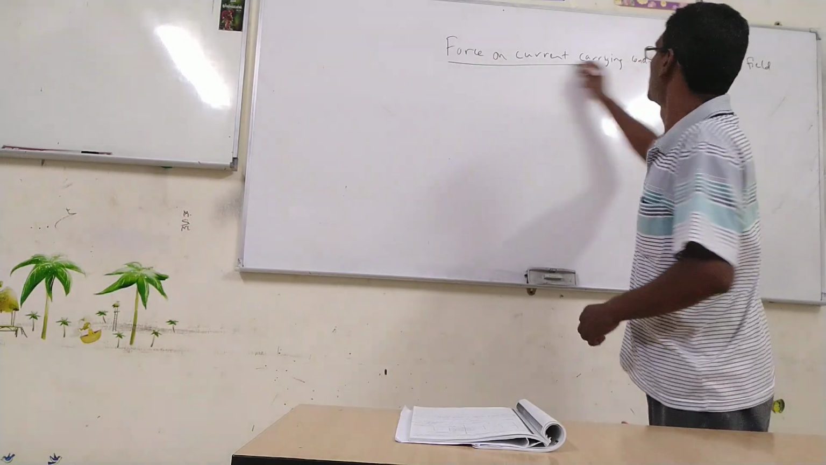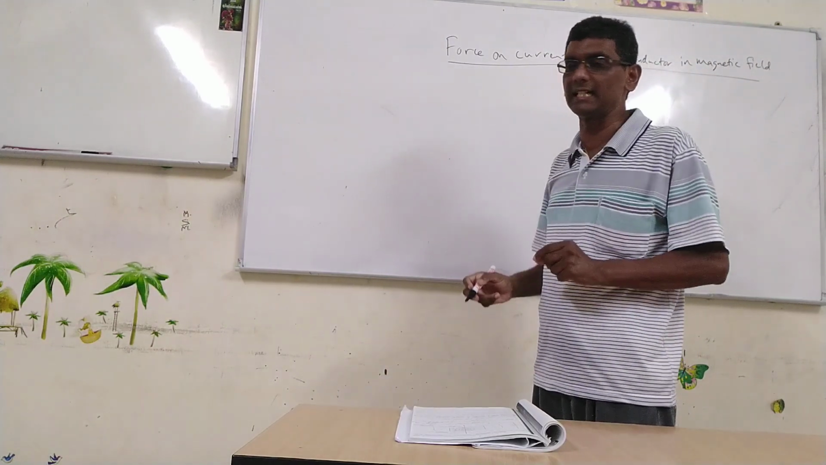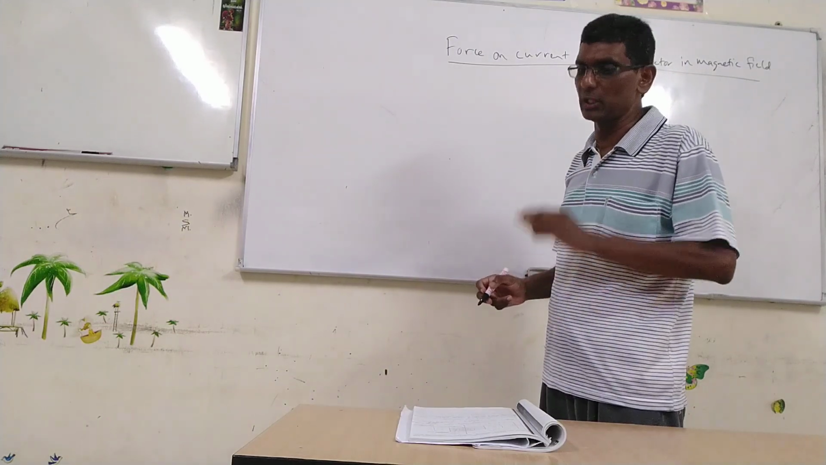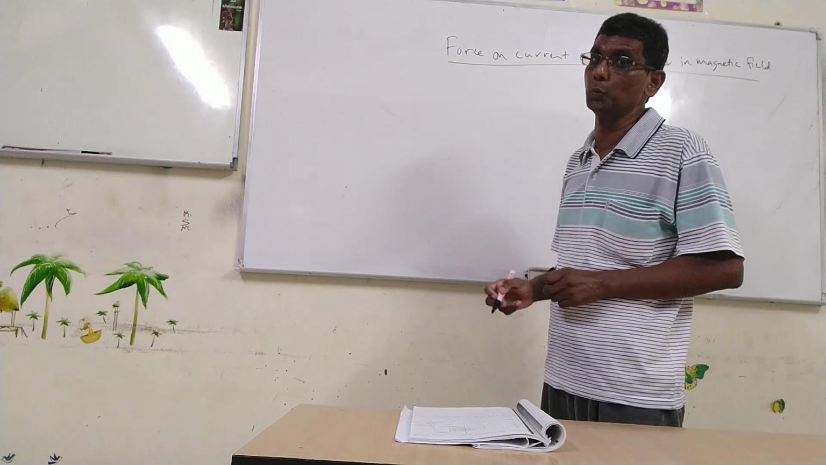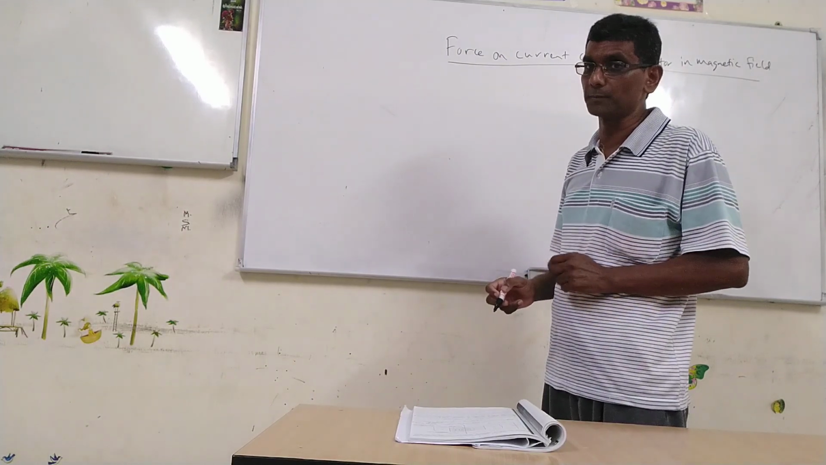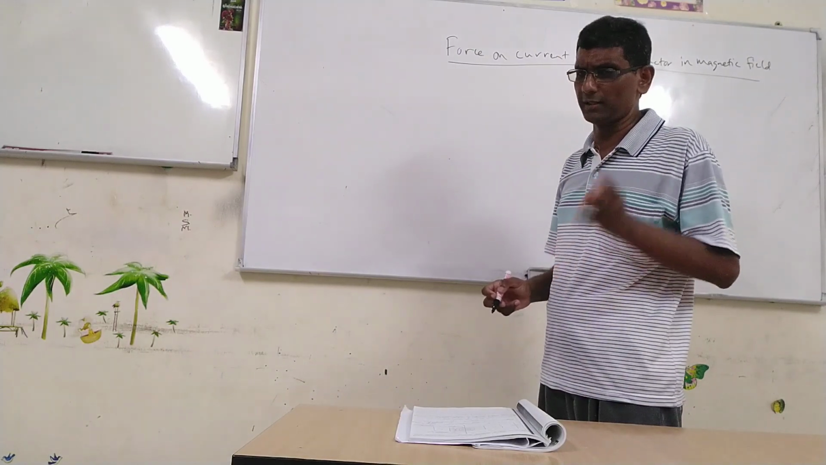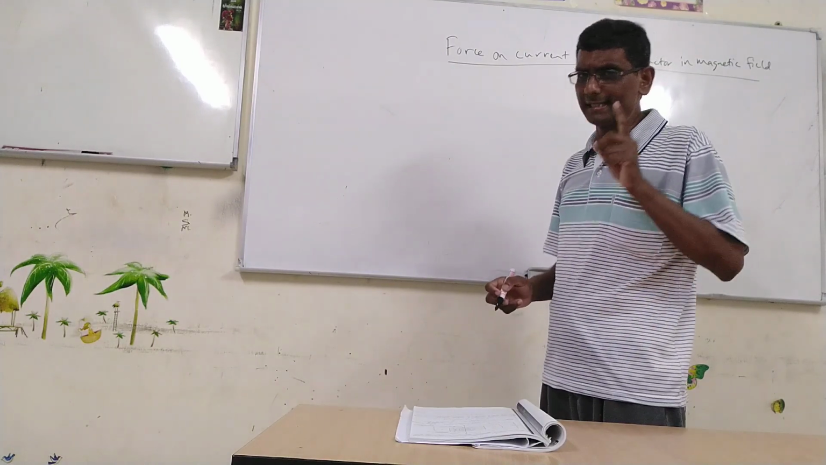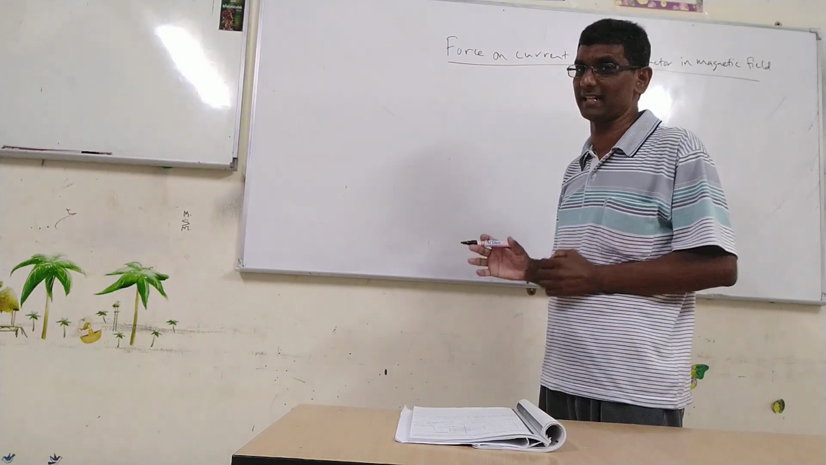Okay, this is called force on current carrying conductor in magnetic field. This is 3.2, subtopic number 2. Altogether there are 4 subtopics: 3.1, 3.2, 3.3, 3.4. 3.2 is force on current carrying conductor in magnetic field.